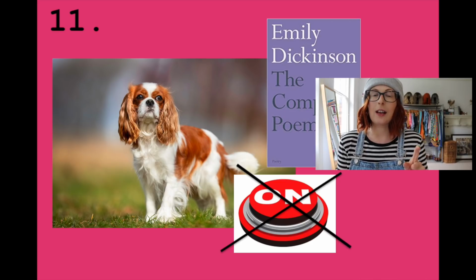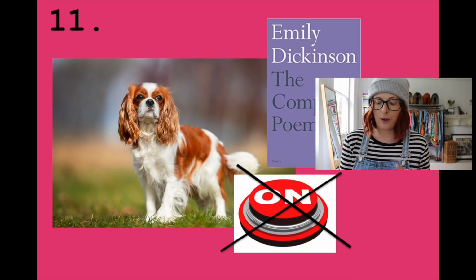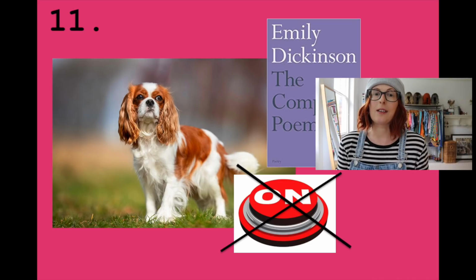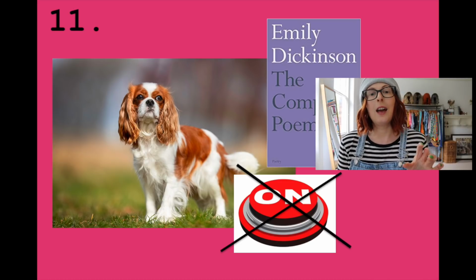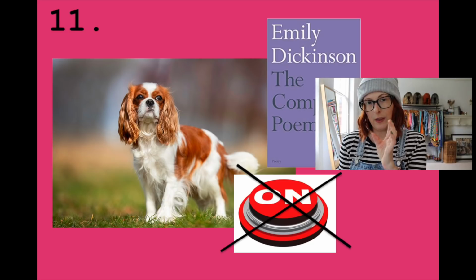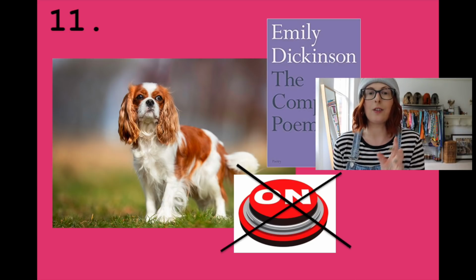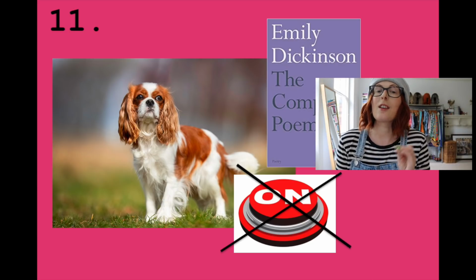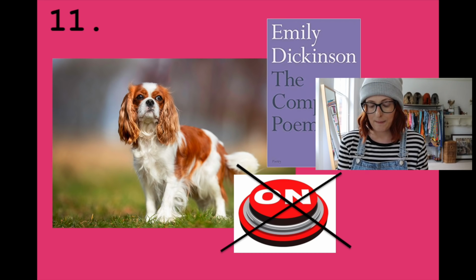Number 11, we have a King Charles Spaniel, and then a book by Emily Dickinson, and then an on button that has been crossed off. So this is a King Charles Spaniel, as I said, so we'll take Charles from that. And then if we have Dickinson, but without the O-N at the end, then it's just Dickens. So this one is Charles Dickens.